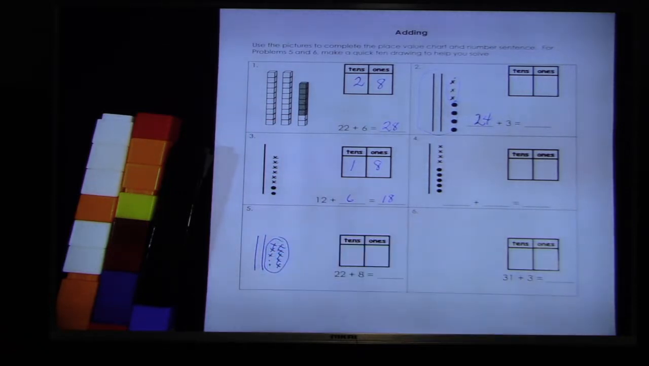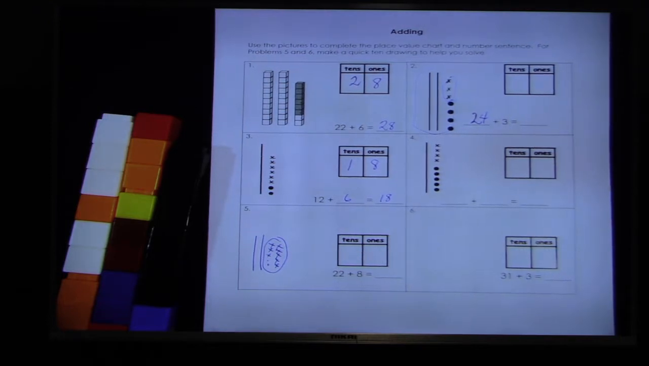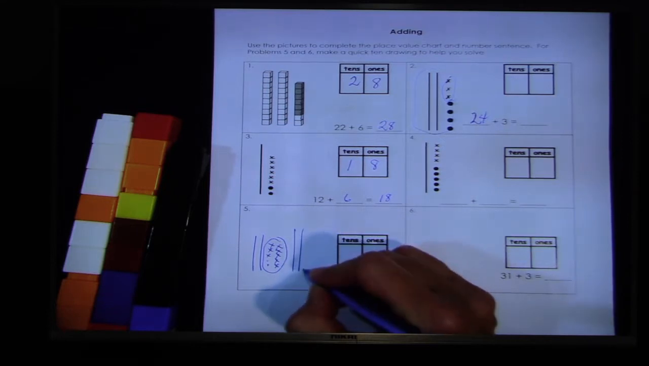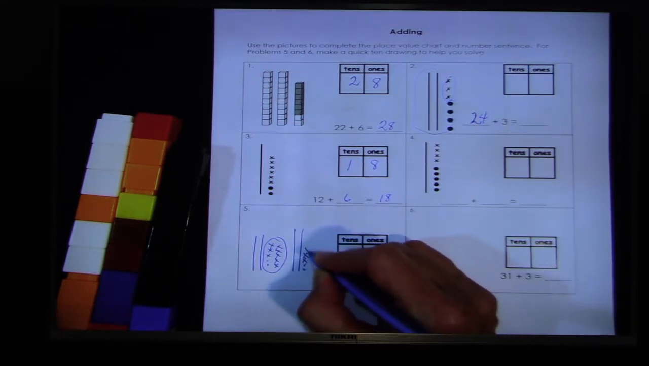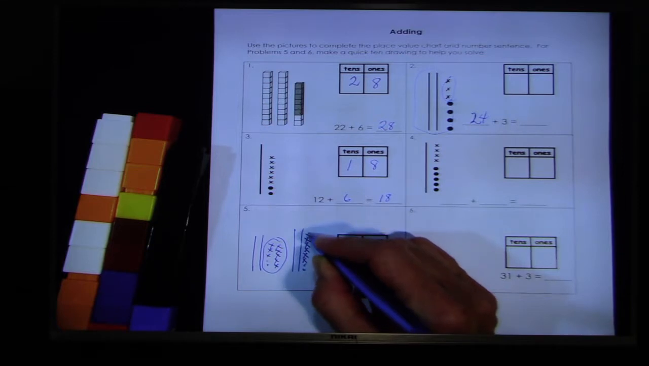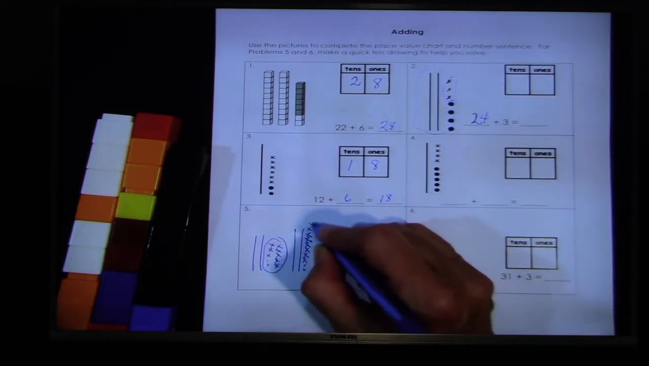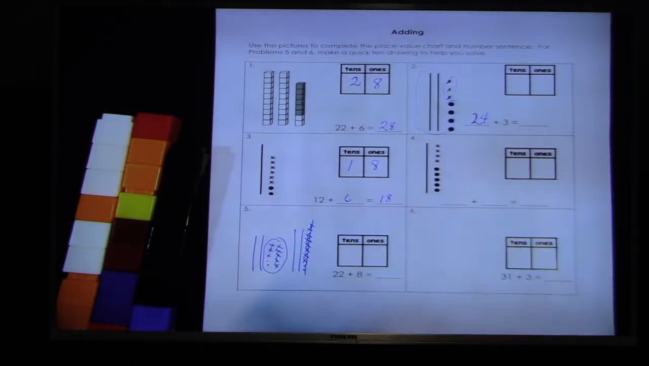Now, when things get to 10, I always have them circle it, because that's the new bundle. That's what kicks it over into the next place value. I can also see why they have them draw it in 1 strand, because then it's going to look like a 10. 5, 6. And they either circle it or they draw a line through it.